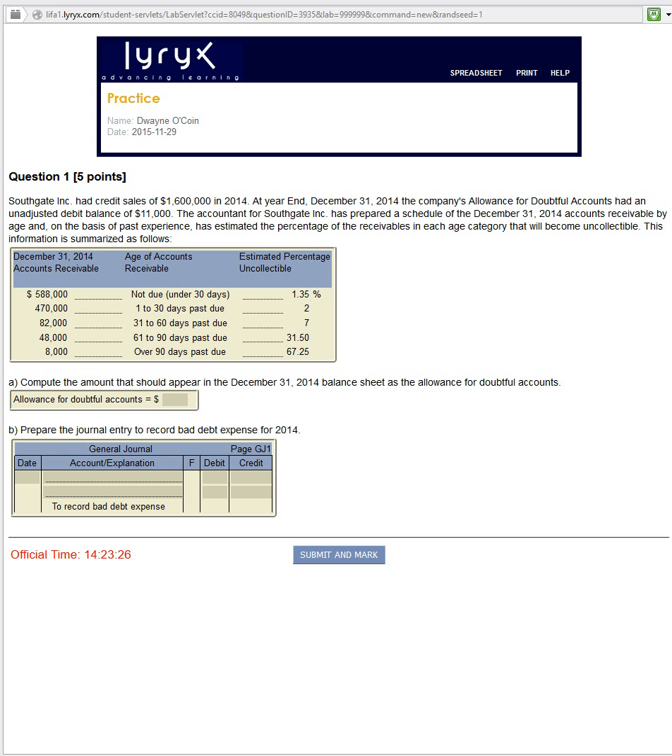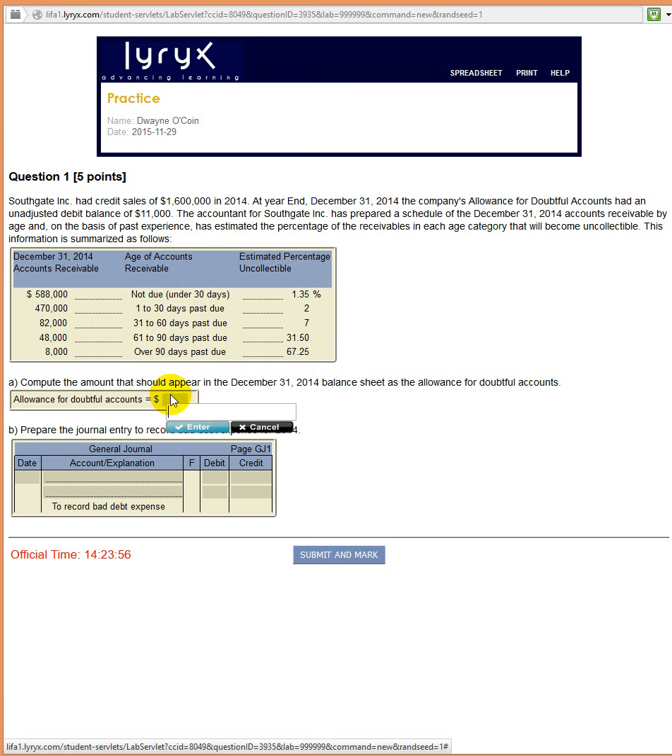So we need to calculate what the allowance for doubtful accounts should be based on the age of the account receivable. So we're given a table that shows us the age of different classes of accounts receivable. So there's some that are not due yet. There are some which are 1 to 30 days, others 31 to 60, 61 to 90, and over 90. And based on past information, they've estimated a certain percentage of each of those classes as being uncollectible. And so we need to calculate the amount that is appropriate for the allowance for doubtful accounts.